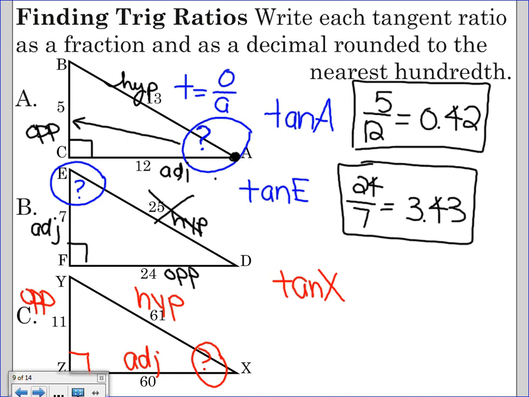So what ratio would I use? 11 over 60. Opposite over adjacent. So it's 11 over 60. And what is 11 over 60 as a decimal? So 0.18.